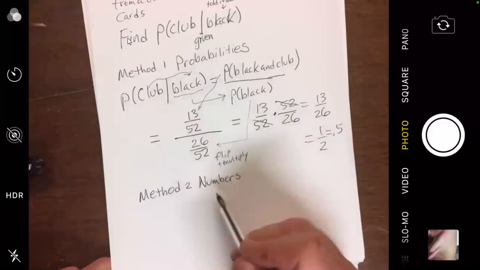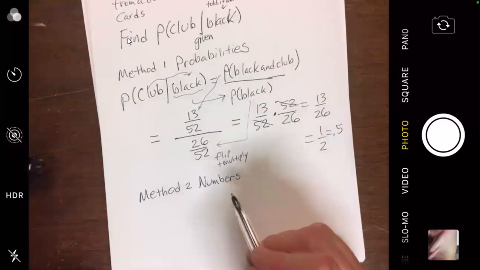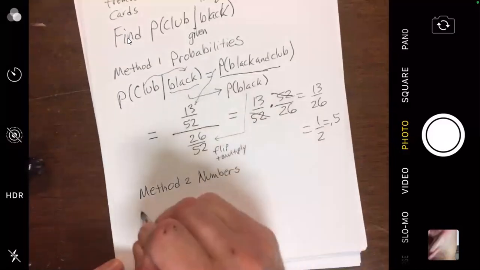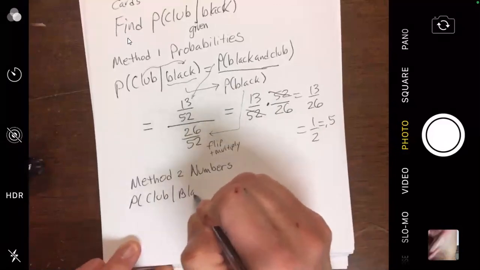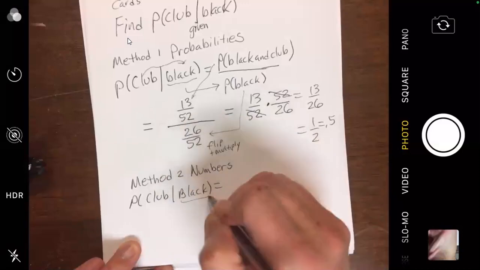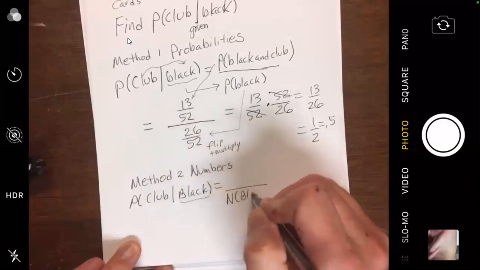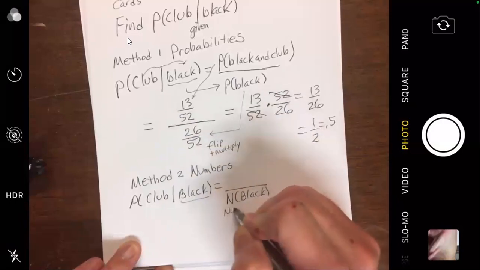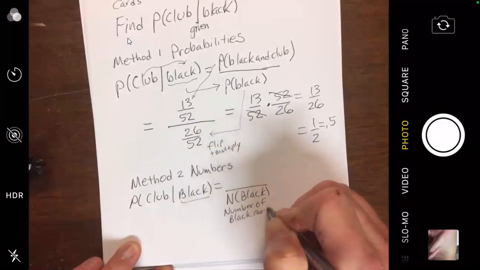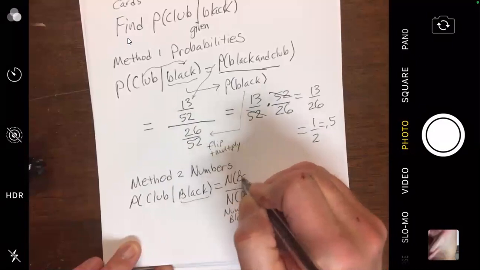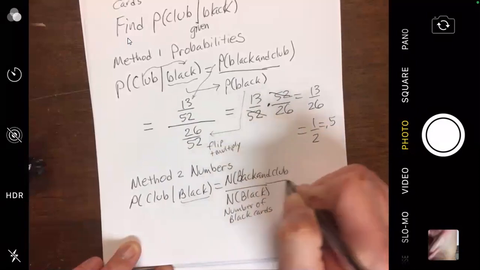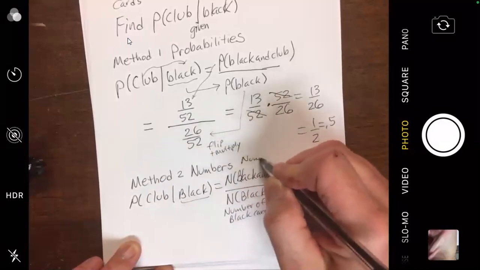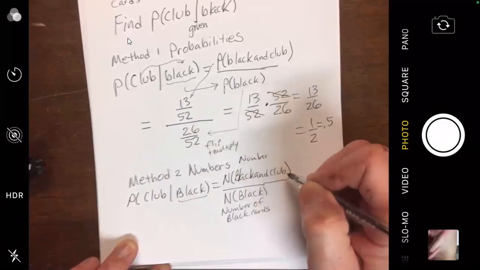Now, the number version of it, here's method 2, using the number version of this, you'd have the probability of club given black. Let's do it again. The second thing goes on bottom: the number of black cards, versus the number of black and club. That is the number of black and club cards.